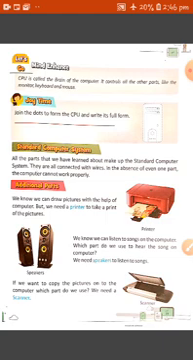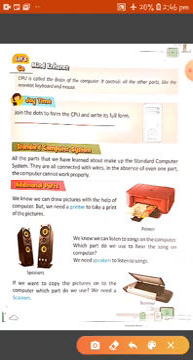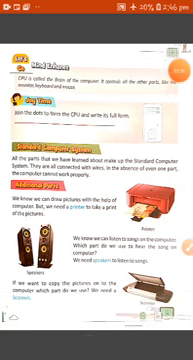Now, talking about speakers. We know we can listen to songs on a computer. Which part do you use to hear the song on the computer? We need speakers to listen to songs. So speakers are used for listening to music on the computer.